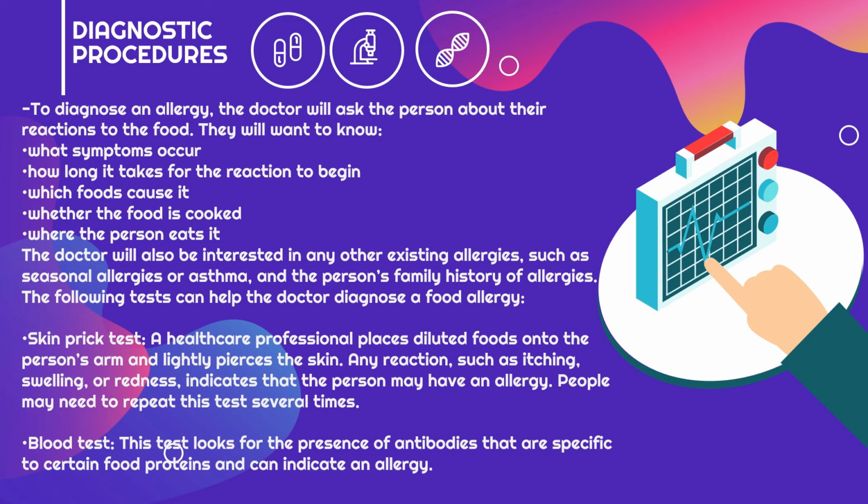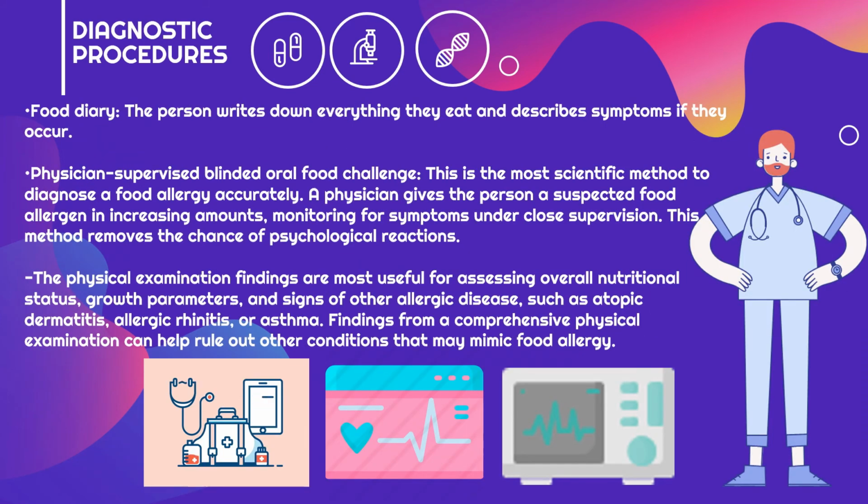Number 1 is the skin prick test. A healthcare professional places diluted foods onto the person's arm and lightly pierces the skin. Any reaction, such as itching, swelling, or redness, indicates that the person may have an allergy. People may need to repeat this test several times. Next is the blood test. This test looks for the presence of antibodies that are specific to certain food proteins and can indicate an allergy. Then the food diary. The person writes down everything that they eat and describes symptoms if they occur.